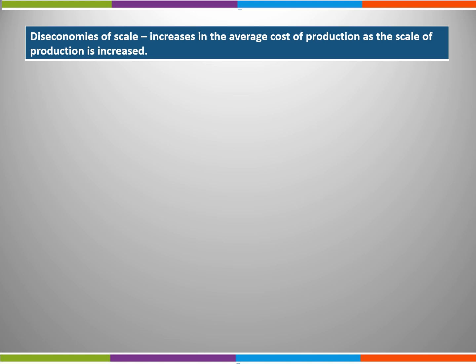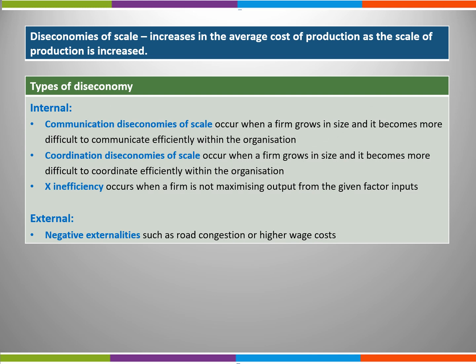Diseconomies of scale are increases in the average cost of production as the scale of production is increased. Internal diseconomies are due to an increase in the scale of production of a firm. Communication diseconomies occur when a firm grows in size and it becomes more difficult to communicate efficiently within the organisation. Coordination diseconomies occur when a firm grows in size and it becomes more difficult to coordinate the increased number of personnel and customers. X inefficiency occurs when a firm is not maximising output from the given factor inputs. For example, capital and labour is not operating effectively.